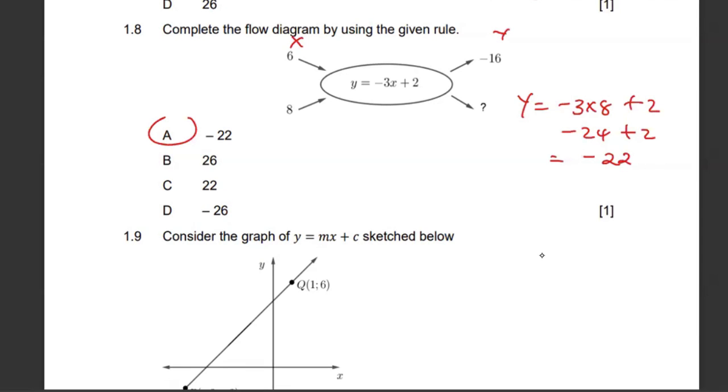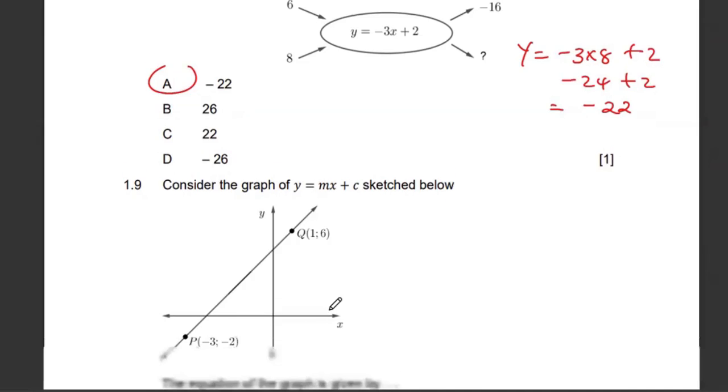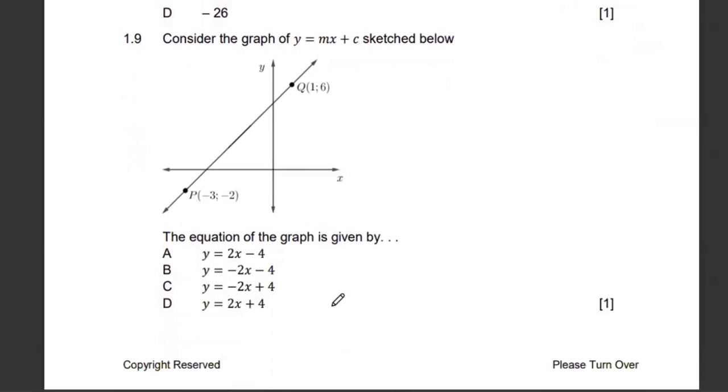Next, we have 1.9. With 1.9, what the question is asking is they want us to get the equation of this line. So whenever you're finding the equation of the line, remember m is the gradient. We need to find it. C is the intercept, which is the y-intercept. We also need to find that. So we have the 2 points. Let's start by getting the gradient.